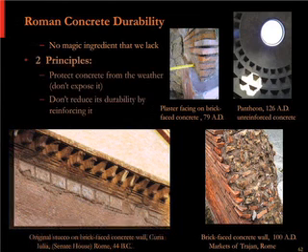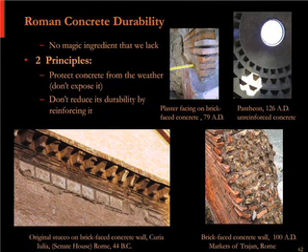And what they had were a couple basic principles, and that is protect concrete from the weather. It's really that simple. Don't expose it. The Romans built extensively with concrete, and they almost never exposed it. And then don't reduce its durability by the manner in which you reinforce it. And they actually did have what I would consider a form of reinforcement. So if you look at Lancaster's book on Roman vaulted construction, she has good details and drawings on this.